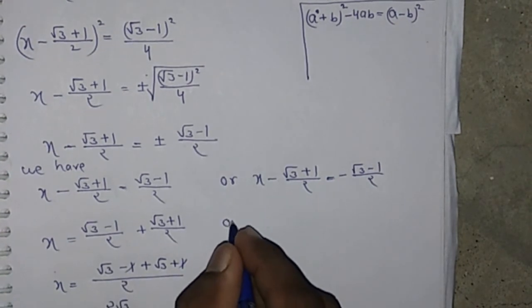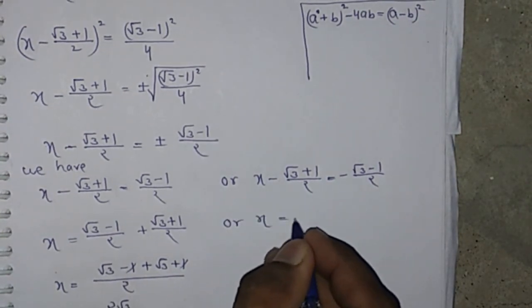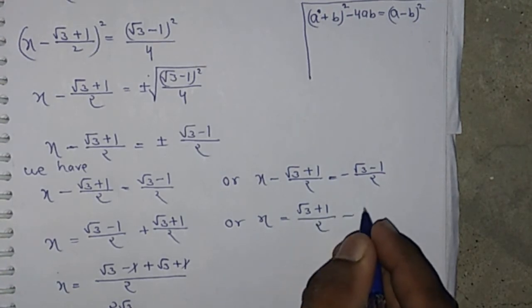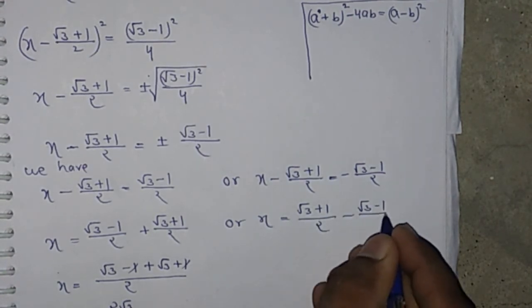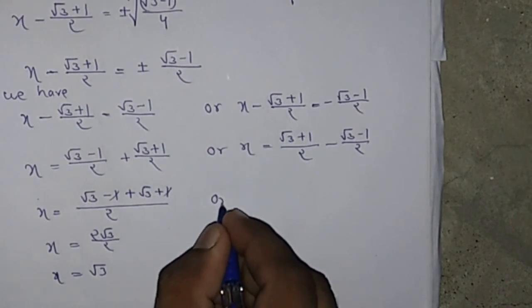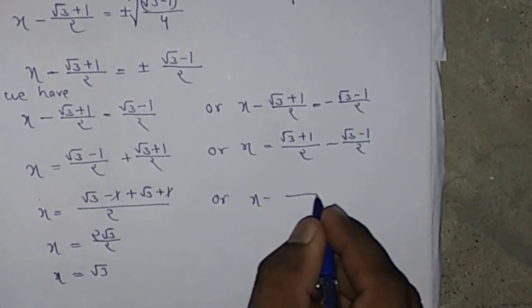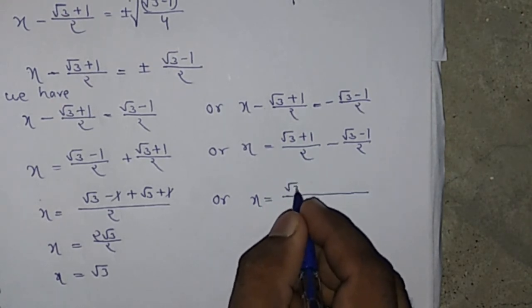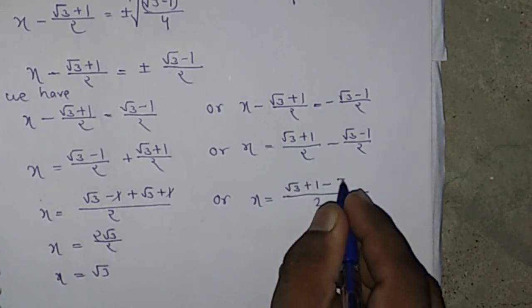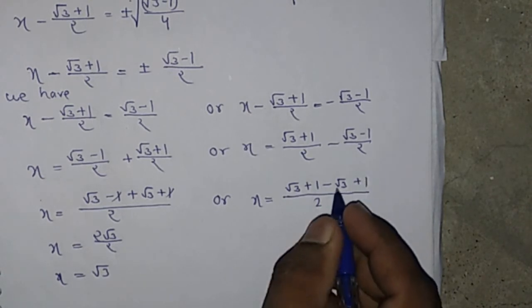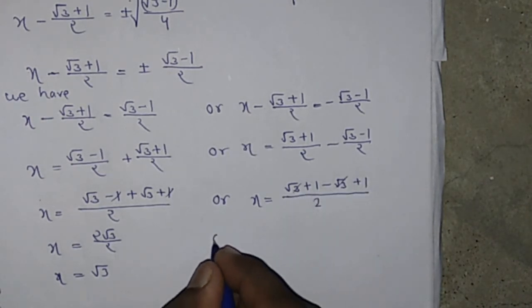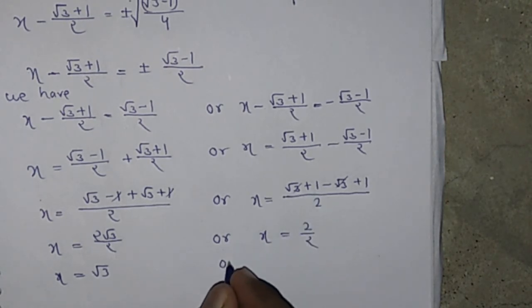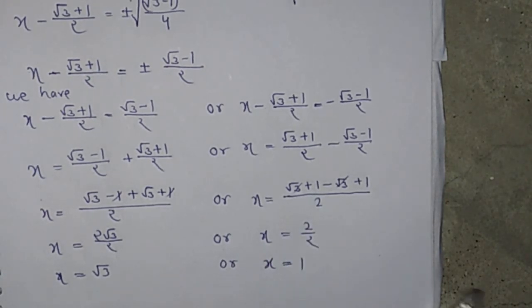Now shift this term to the RHS, we have, take the LCM. The base is the same, we simply add the numerators, means root 3 plus 1 minus root 3 plus 1, root 3 cancels out, we have 2 by 2 and the value of x is 1, and it is the answer.